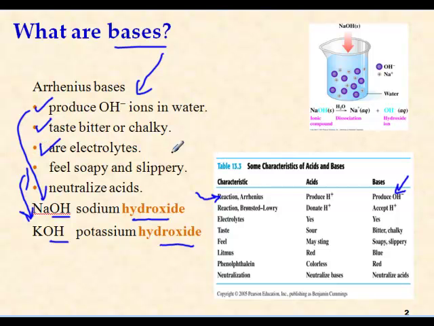They're good electrolytes because they also have ions, and they're usually soapy and slippery, so most of your soaps and detergents are bases. And lastly, they also neutralize the acids. So here's a solution of a base added to water. Notice that the OH and the sodium ions are separated.